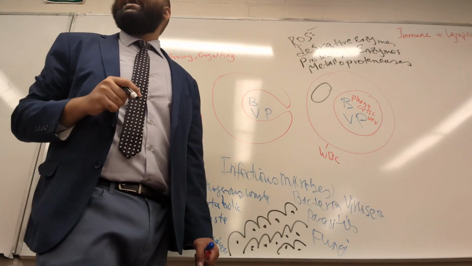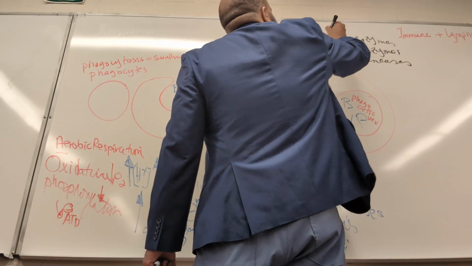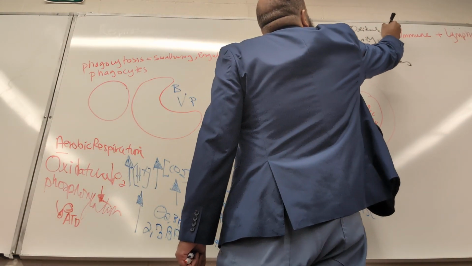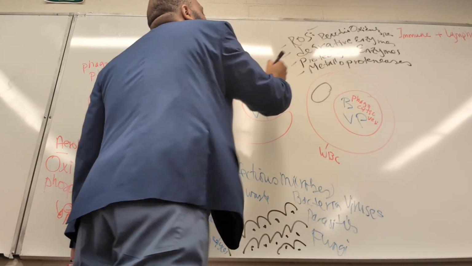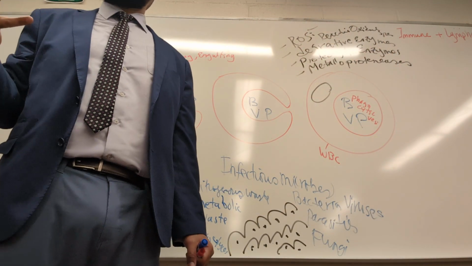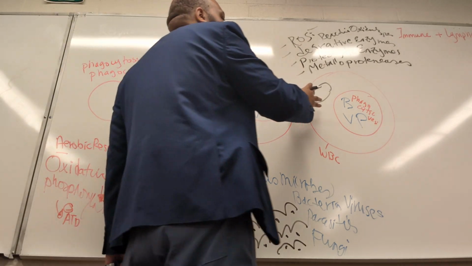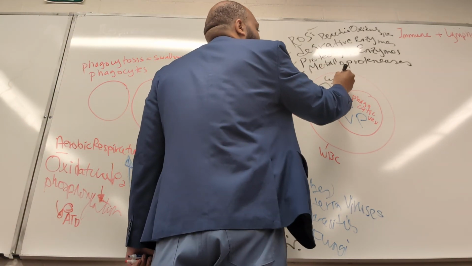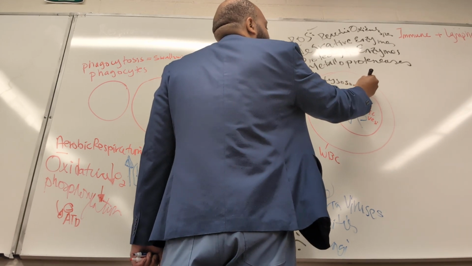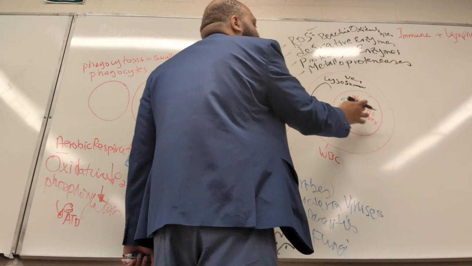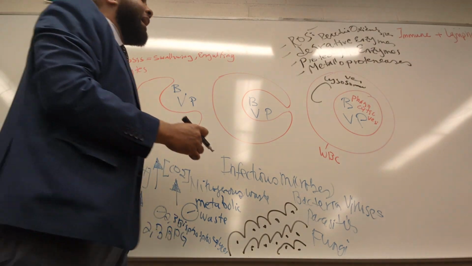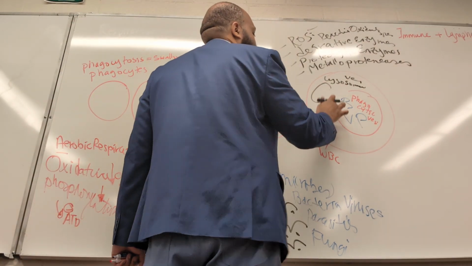Reactive oxygen species. Excellent. They have reactive oxidative species. So all of these represent what? Weapons. These are weapons. So now you're going to have a fusion where these are called lysosomal vesicle. And this is phagocytic vesicle, two vesicles. But now what will happen is they will fuse together.